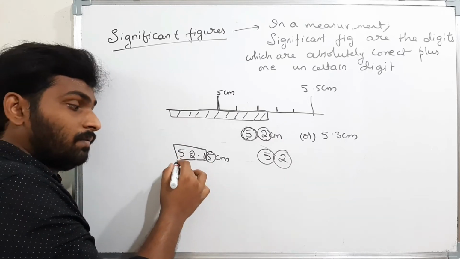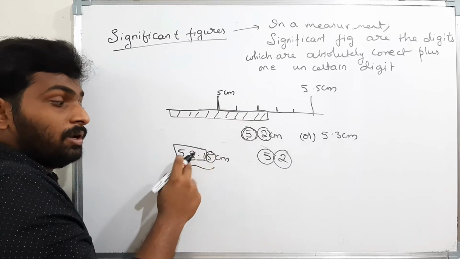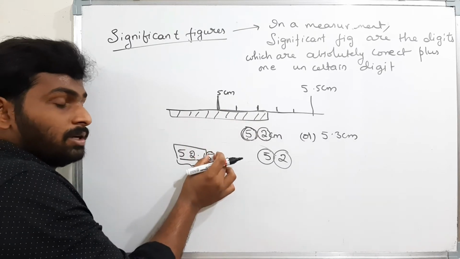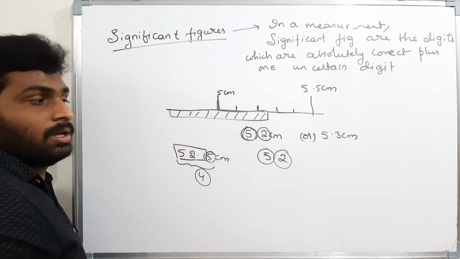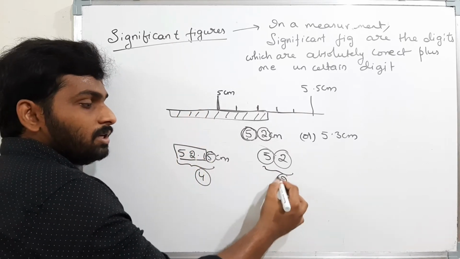Therefore, the number of significant figures is the absolutely correct values plus one uncertain value. Here I will say it is 4 significant figures. Here I will say 2 significant figures.